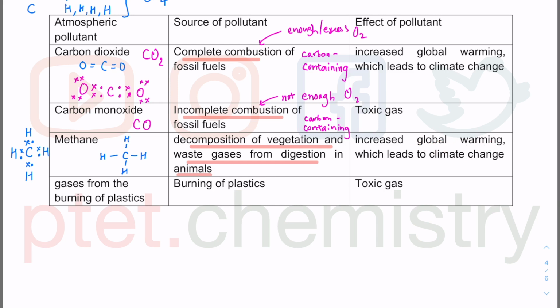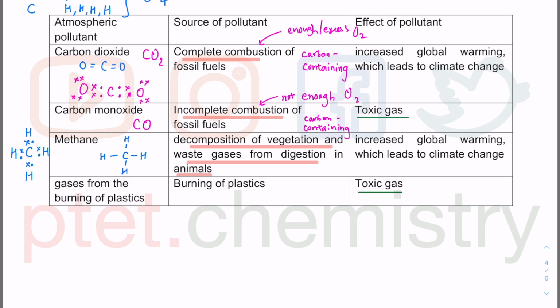Okay, last but not least, when you burn plastic, these harmful gases are really bad. These are toxic gases. So there are two gases that are toxic: the carbon monoxide with one oxygen, as well as the gases from the burning of plastics.